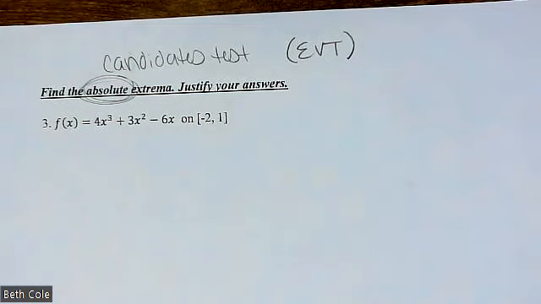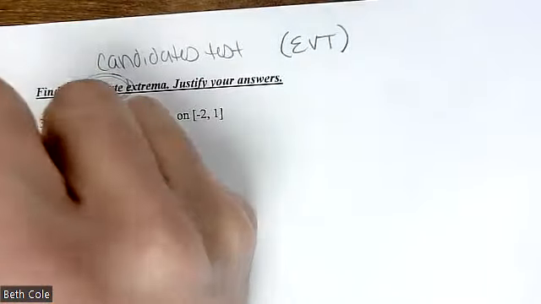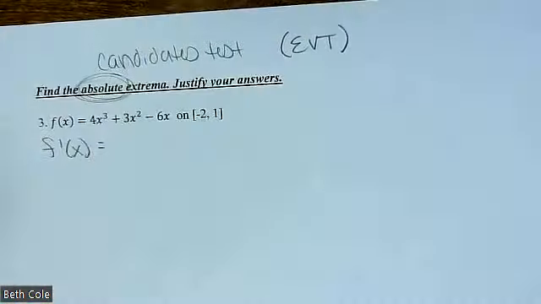Your candidates are the endpoints of the interval. And what else do you think? What did we find on the other side of the paper? Perfect. Okay, it's the endpoints and the critical points. So you're going to start out by finding your critical points, which is derivative equals 0. Derivative equals 0. So what is the derivative of this guy?